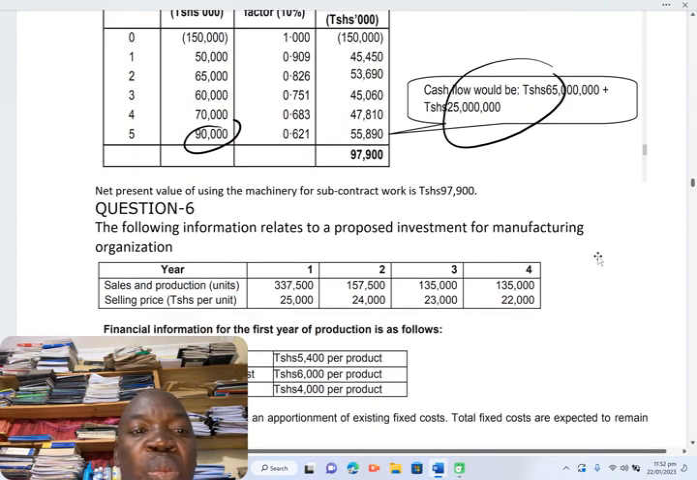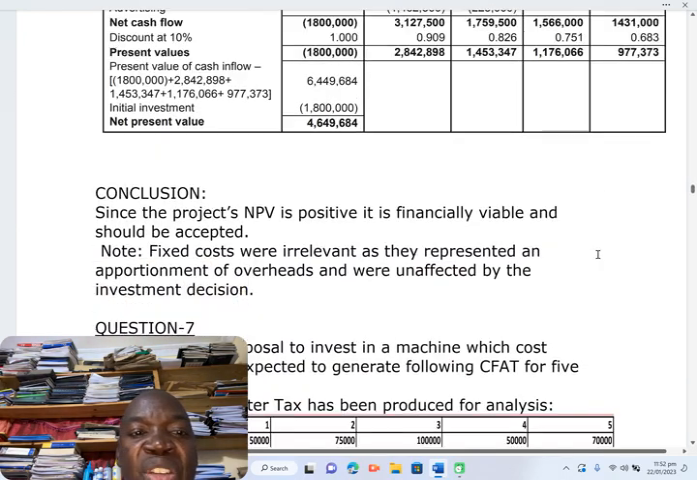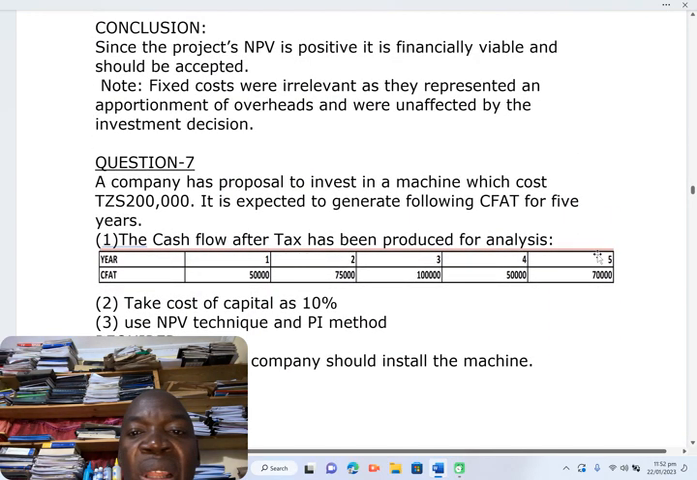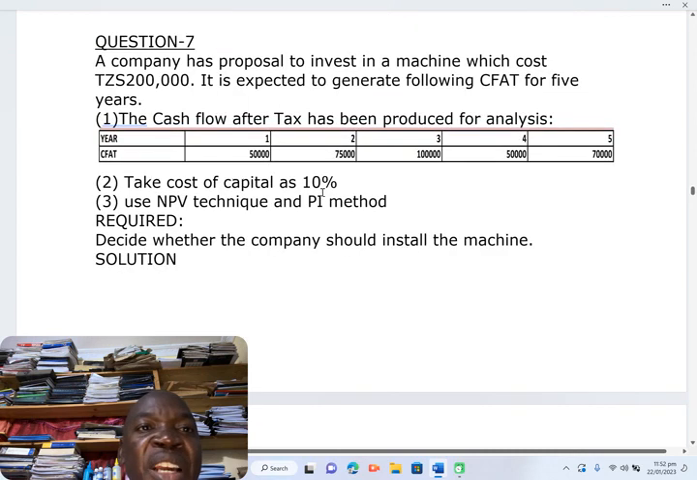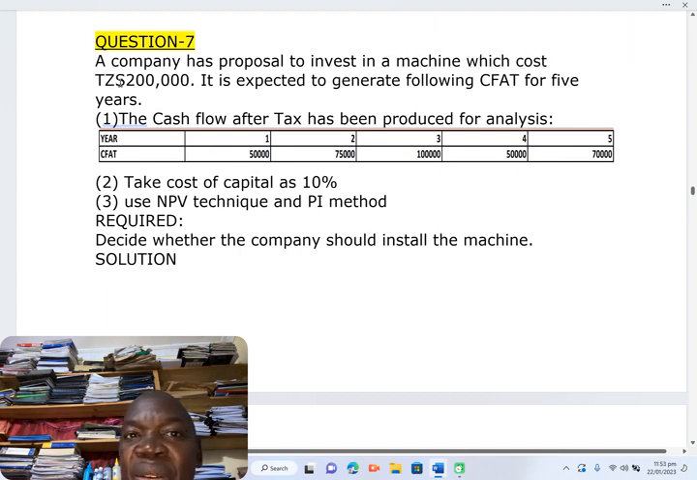So NPV would have been a solution to many of these problems. The same for question number 7 here. A company has a proposal to invest in a machine which costs 200,000 and it is expected to generate cash flow after tax for 5 years as follows.